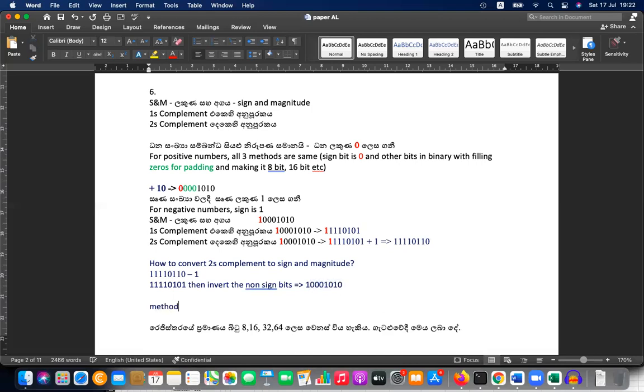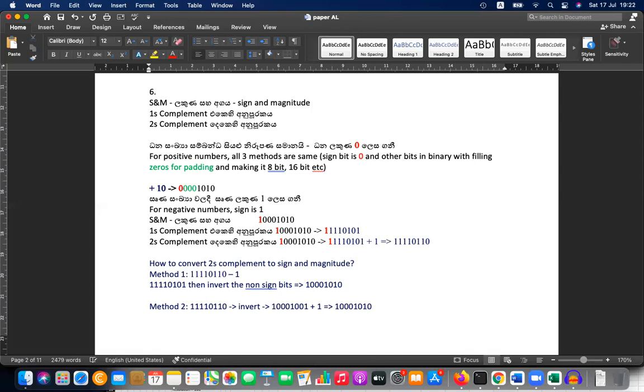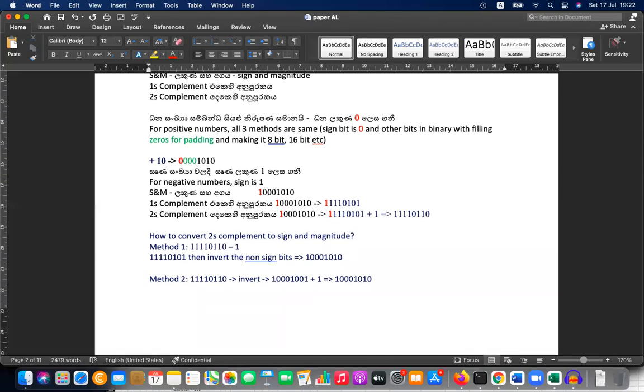There's another method, method 2. Computers use method 2. Method 1 is difficult because you have to subtract. With method 2, you have 1, 1, 1, 1, 0, 1, 1, 0. First you invert. After inverting, you will get 1, 0, 0, 0, 1, 0, 0, 1. Then add 1. Then you get 1, 0, 0, 0, 1, 0, 1, 0. So that is easier.